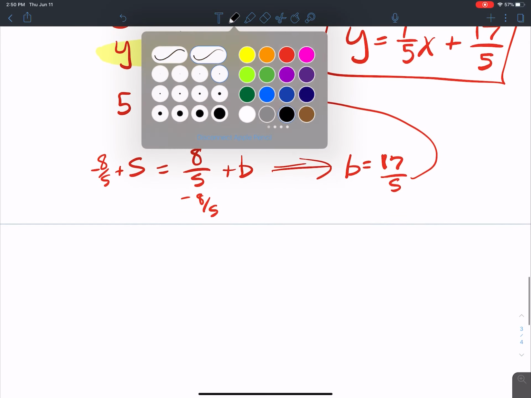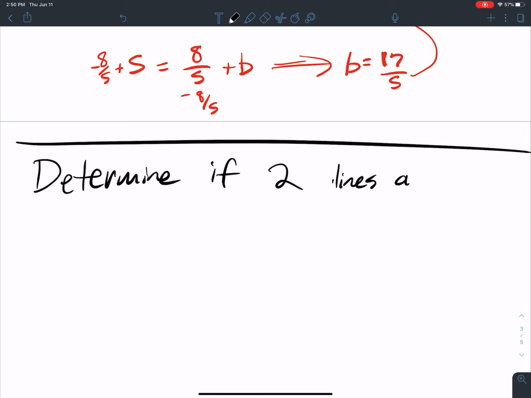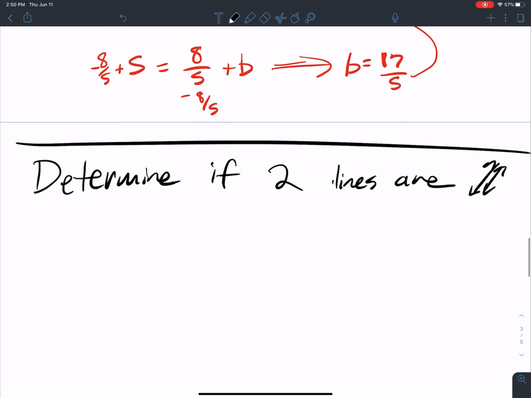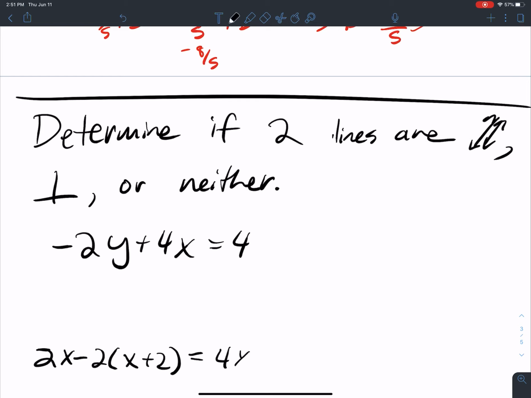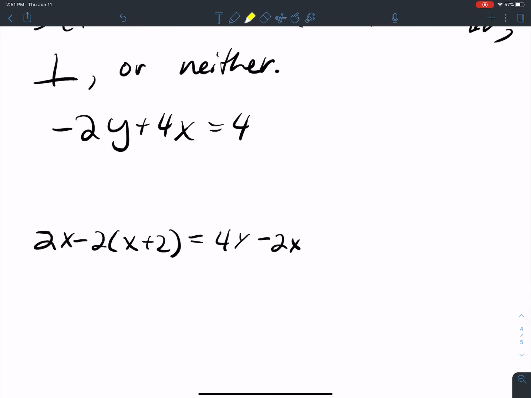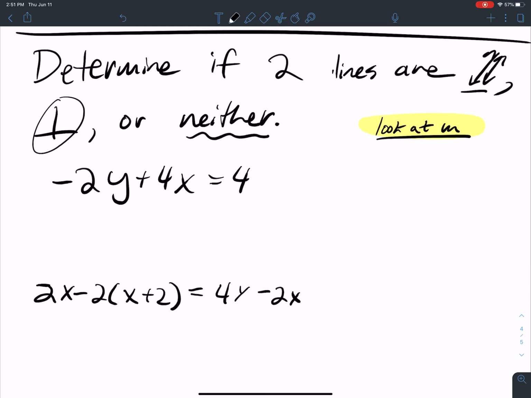Now, one last type of problem you might run into. Say you have two lines, and I want to determine if two lines are parallel, perpendicular, or neither. Okay? So I have negative 2y plus 4x equals 4, and I have 2x minus 2 times (x plus 2) equals 4y minus 2x. So what do I do for these types of problems? All I need to do is look at the slope. If it's equal, then it's parallel. If they're negative reciprocals, it's perpendicular. And if it's neither one of those, then it's neither.